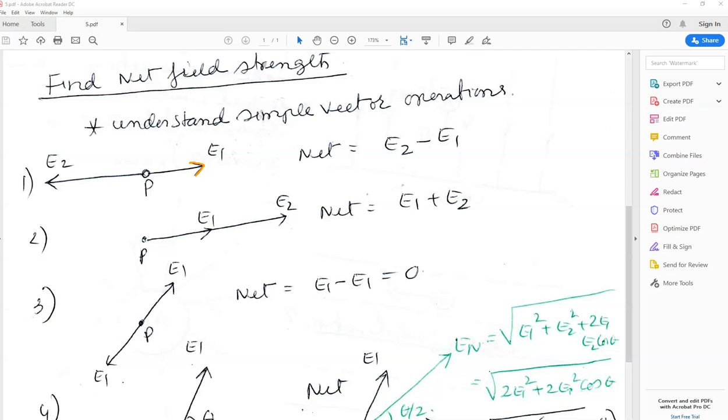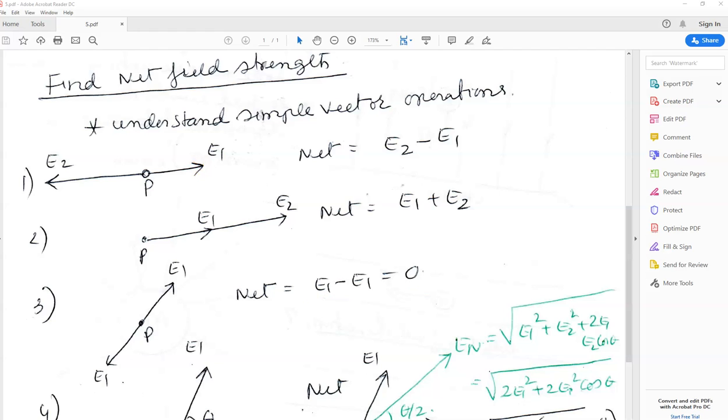Here also I got two vectors, E1, E2. These are the gravitational fields. Because the vectors are in the same direction, the net is the sum of the vectors, E1 plus E2. Here again, what I've shown is two vectors that are the same in magnitude but opposite in direction, E1 in this direction and E1 in this direction. You know that when two vectors have the same magnitude but opposite direction, the net vector is 0. E1 minus E1 is 0.